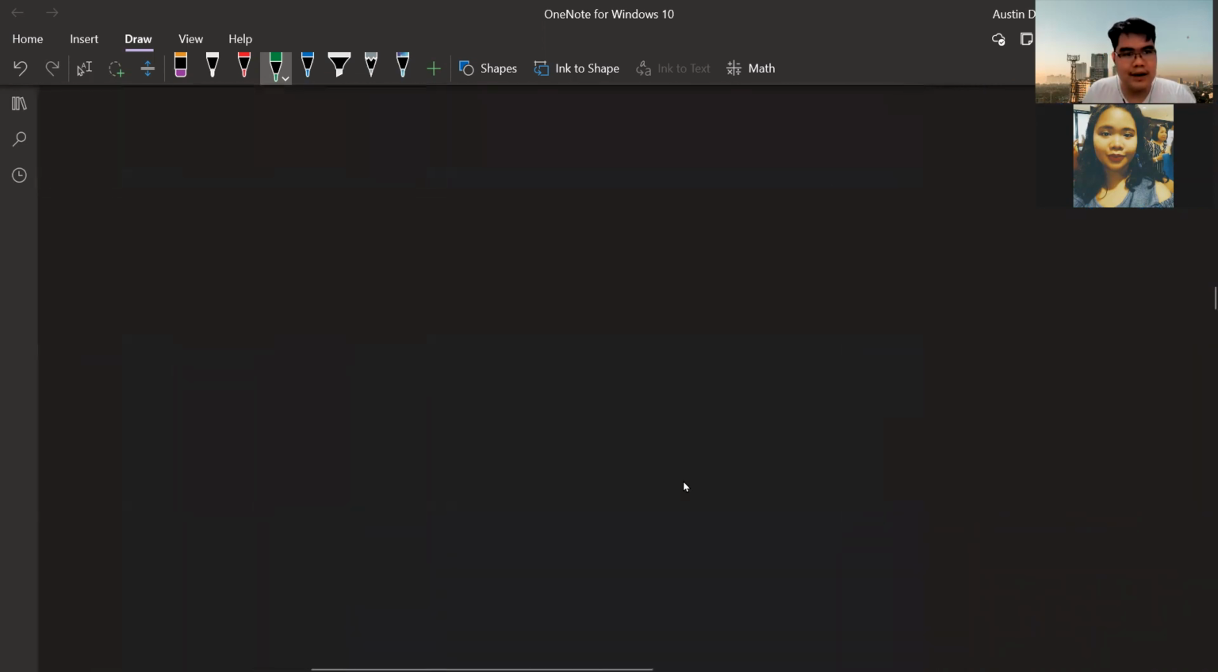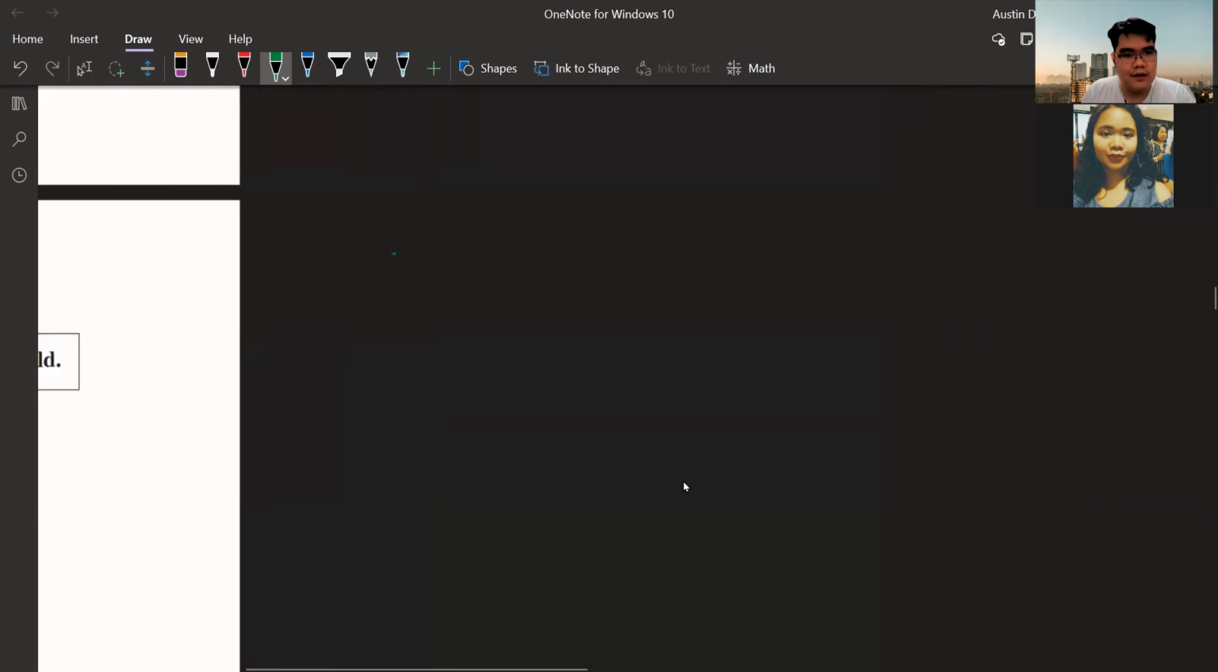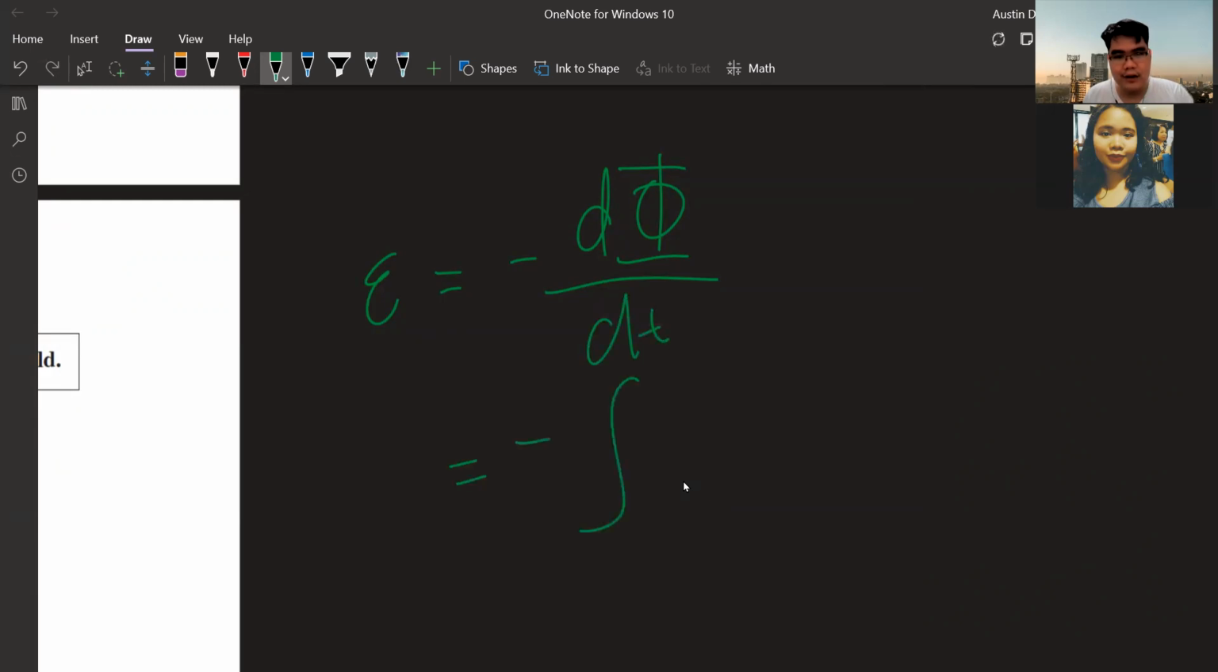Balik tayo sa mga definition natin. So, we have the electromotive force as the negative derivative with respect to time of the flux. And this is just your negative integral of B dot dA, nalagyan natin derivative sa labas para neat. So, yung B dot dA, that is just your flux.